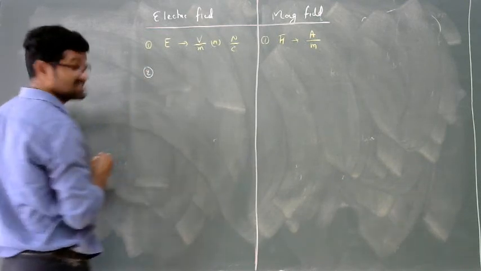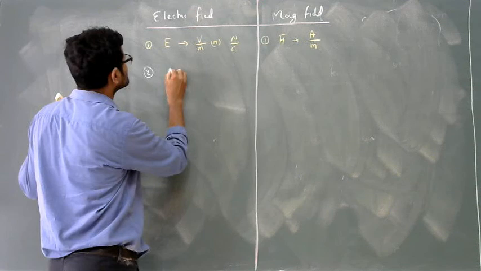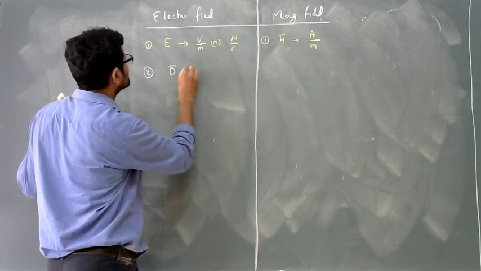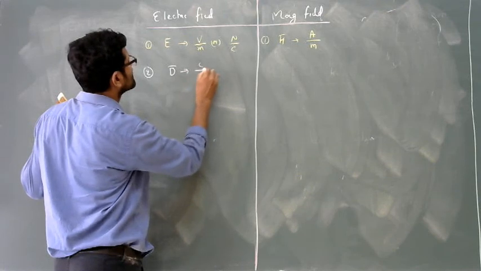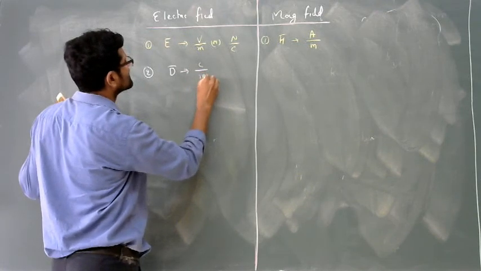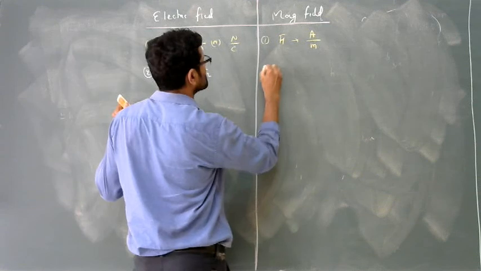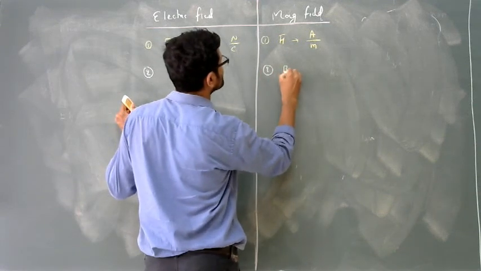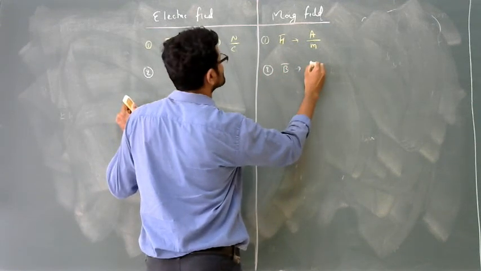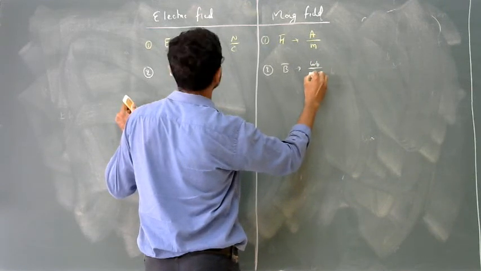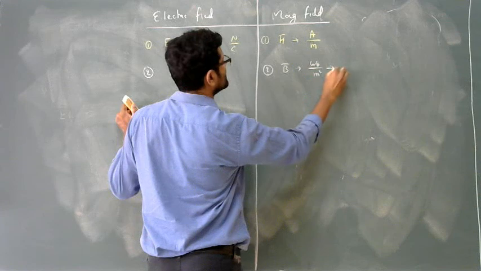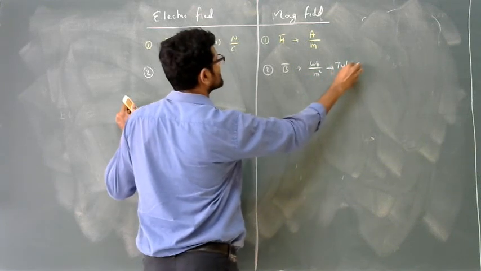Here, electric flux density denoted by letter D bar. Those units are coulombs per meter square. And here, magnetic flux density, how are we defining it? B bar, with units Webers per meter square, or simply Tesla.